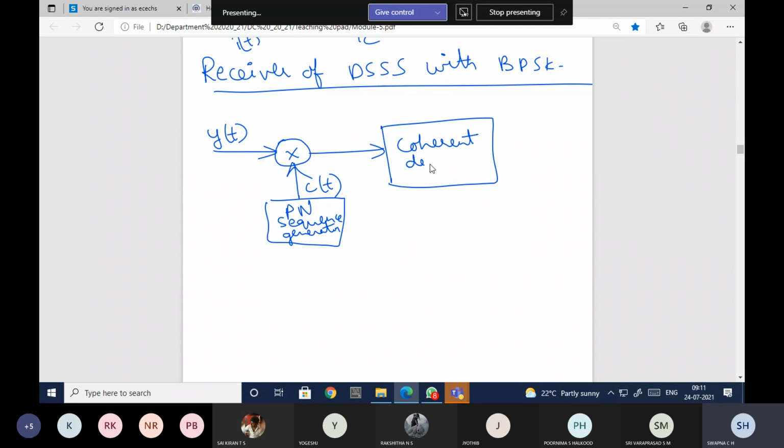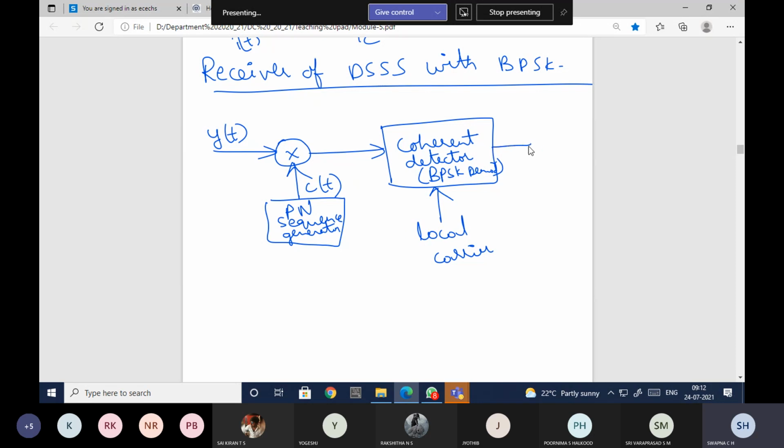Coherent detector or demodulator, which here, since I am using BPSK, is a BPSK demodulator. I am saying it is coherent because whatever carrier I use at the transmitter end, the same local carrier I will also use here. And this carrier, whatever we are using in the receiver, should be synchronized with the transmitter.